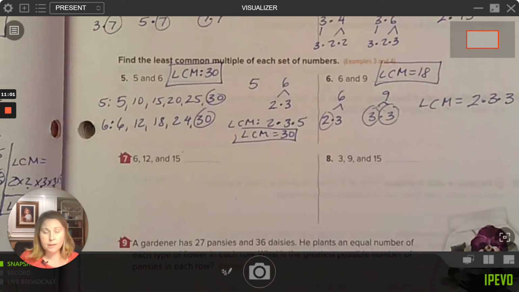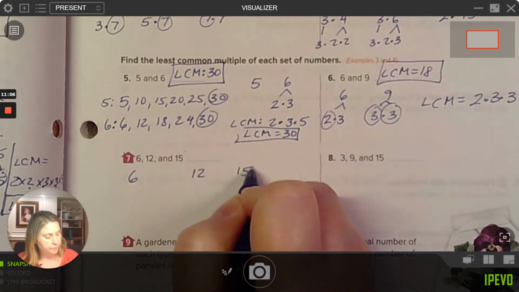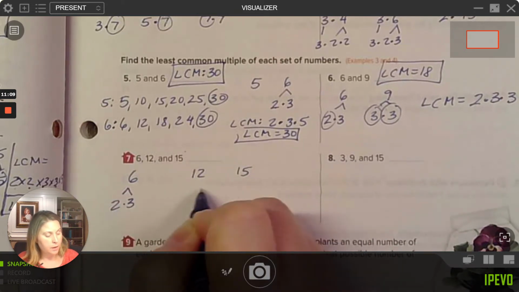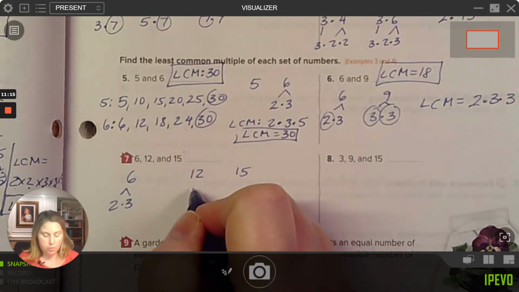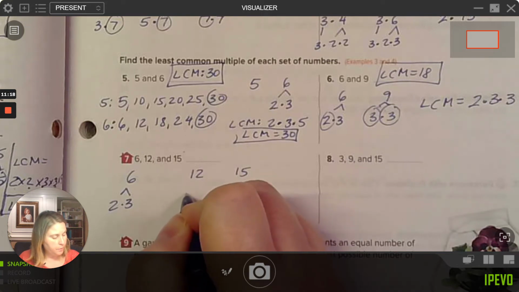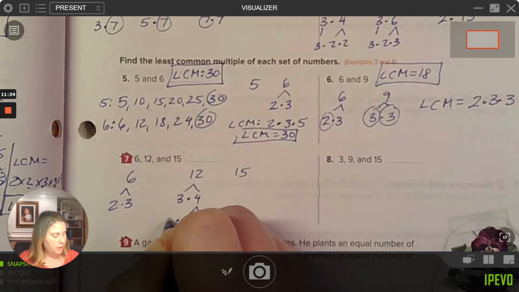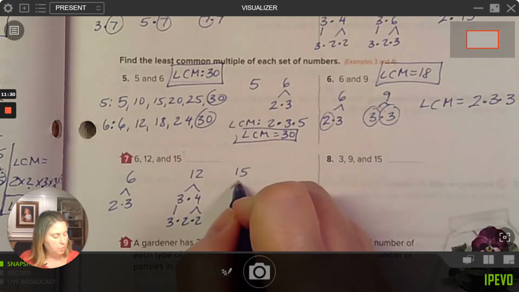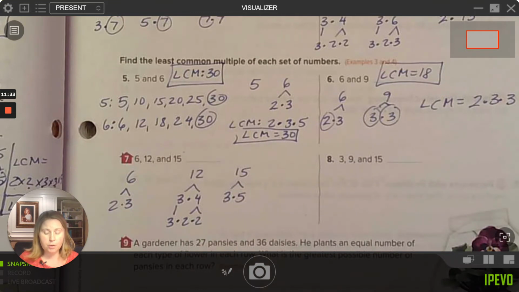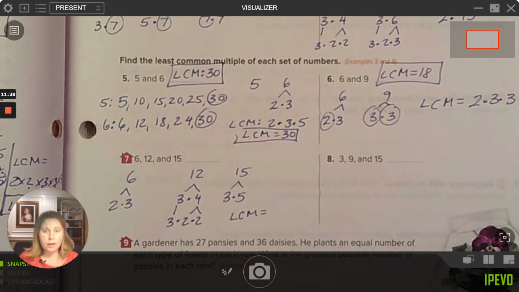Okay, number 7, we have 6, 12, and 15. Okay, 6 can be broken down into 2 times 3. Those are both prime. 12 can be broken down into, let's do 3 times 4. The 4 can be broken down into 2 times 2, and we'll just bring the 3 straight down. 15 can be broken down into 3 times 5, and those numbers are both prime. Our least common multiple is equal to, and then again, we're looking for factors that occur in at least one of the numbers.